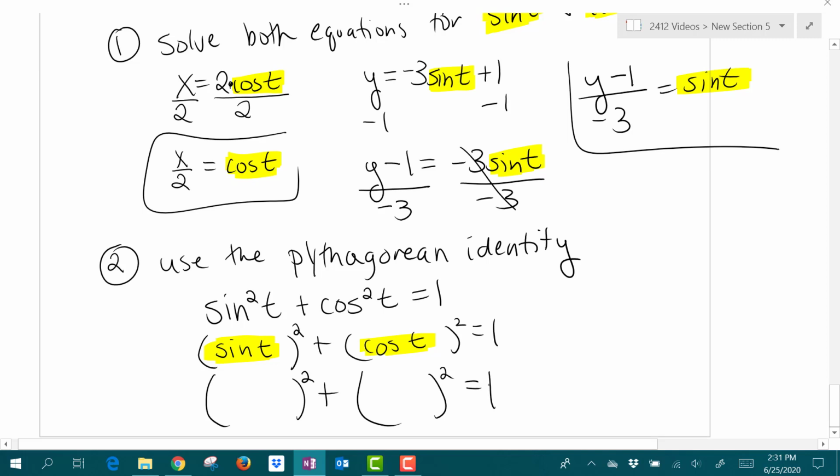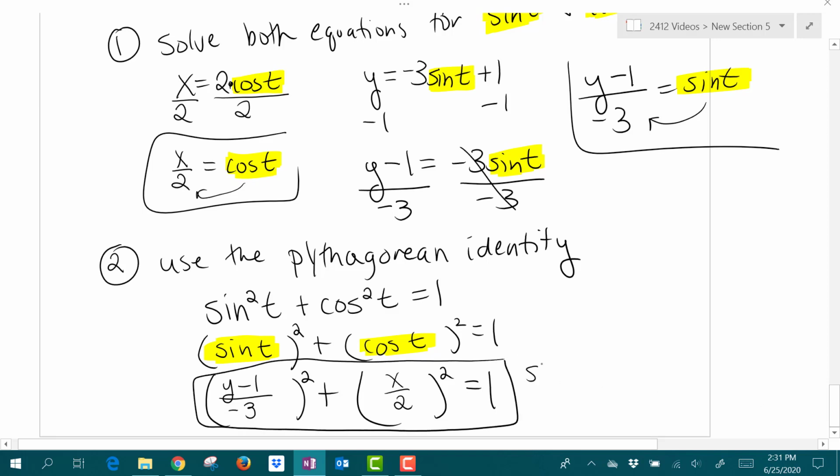So we're going to use the Pythagorean identity and replace sine t and cosine t with what we just solved for. So y minus 1 divided by negative 3 is what we got for sine t, and we're going to replace that with what's on the other side. For cosine t, we're going to replace that with x divided by 2. Alright, once you get to here, you can stop. You have completed the requirement to get an equation that eliminates the parameter t and only involves x and y.